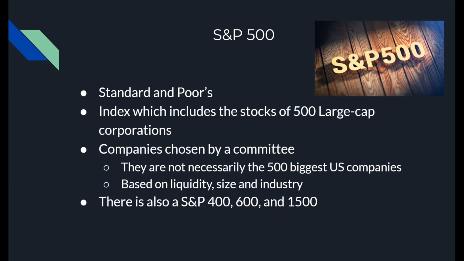S&P 500, Standard & Poor's, an index which includes the stocks of 500 large cap corporations. Correction, there's actually, I think right now, 496, if I'm not mistaken. So there's not 500 companies yet. And they're chosen by a committee. Not necessarily the 500 biggest U.S. companies. They're based on liquidity, size, and industry. There is also an S&P 400, 600, and 1500.